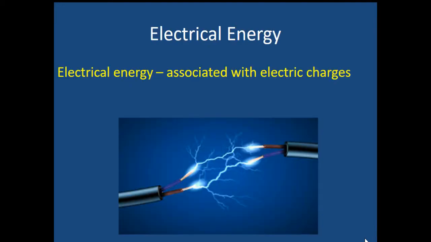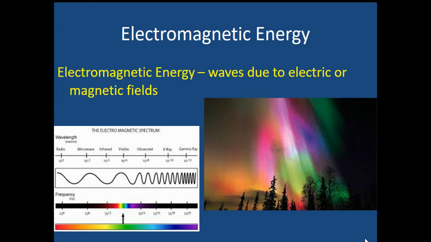All right, so that takes us to our next form of energy, electrical energy. Electrical energy is associated with electrical charges, so think static electricity, think of sparks, think electricity, lightning. The difference between positive and negative ends creates this energy known as electrical energy. And electric energy can correlate with electromagnetic energy. Electromagnetic energy is waves that are due to electric or magnetic fields. So this could be infrared, microwave, gamma rays, X-rays, ultraviolet, even visible light. All of that is due to electromagnetic energy.